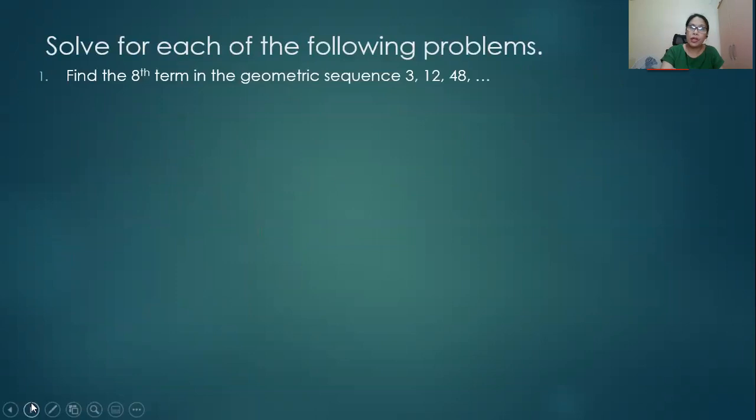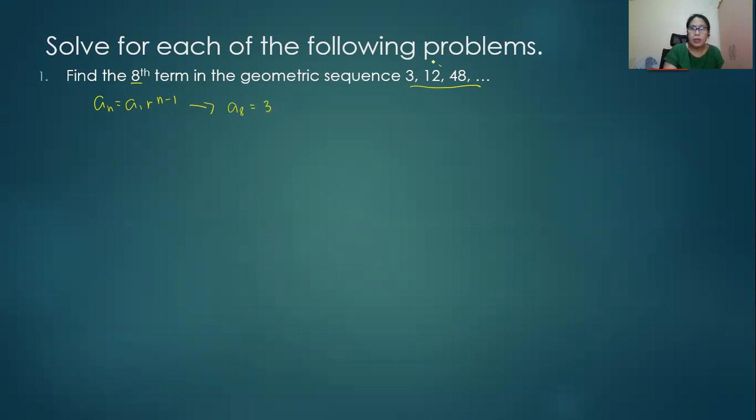Now we're going to solve each problem here by working on some formula with geometric sequence. So here we're asked to find the 8th term in this geometric sequence. And solving for the nth term requires us to use this formula. And by substitution, we are actually asked to solve for a sub 8, and the first term here is 3.